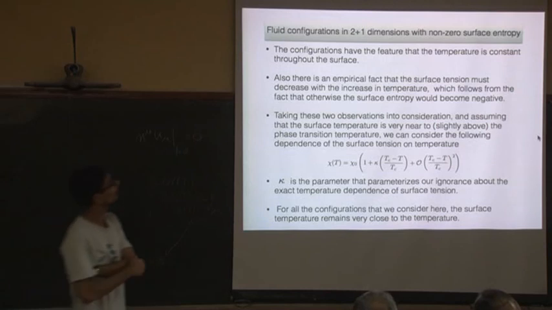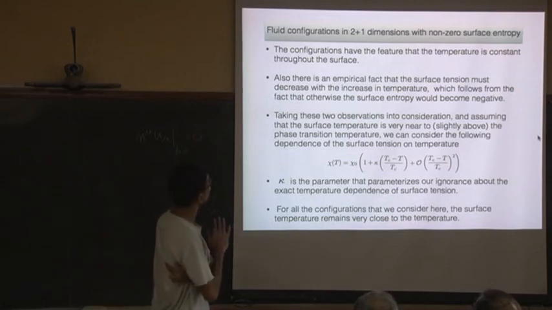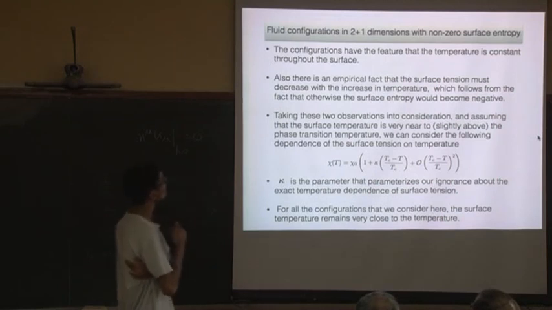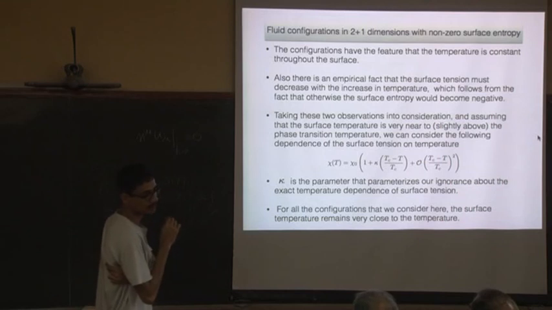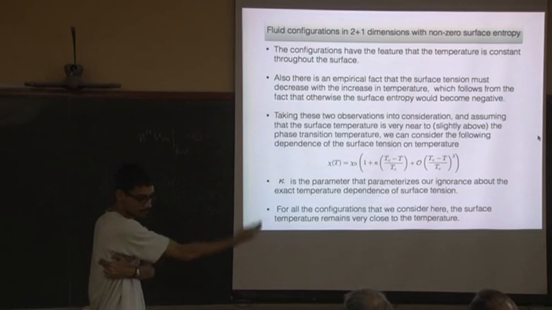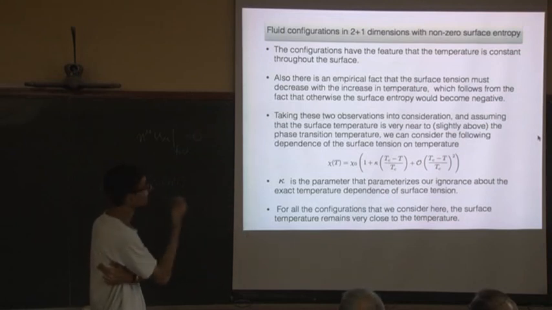So the configurations have the feature that the temperature is constant throughout the surface. Also, there is an empirical fact that the surface tension must decrease with increase in temperature, which follows. How do you know the temperature is constant? Don't you have to solve it? Yeah. And so we start with this assumption and then we show that this is something.